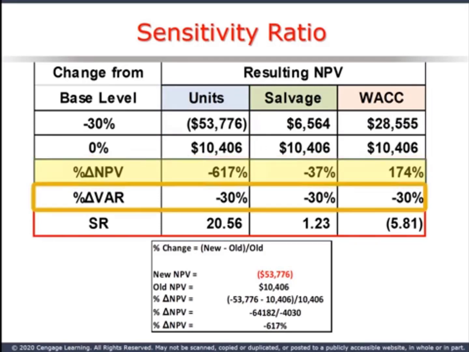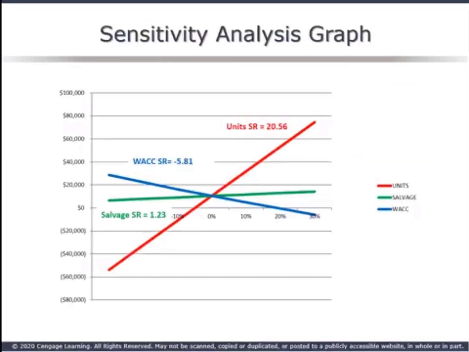We have the percent change in the variable since we selected it, minus 30%. For units, then, the sensitivity ratio is a minus 617% divided by a minus 30%, equal 20.56. Again, repeat that for salvage and cost of capital. Placing these sensitivity ratio values on the graph, we can see that they correspond to the results found earlier. Units should be the variable of focus.